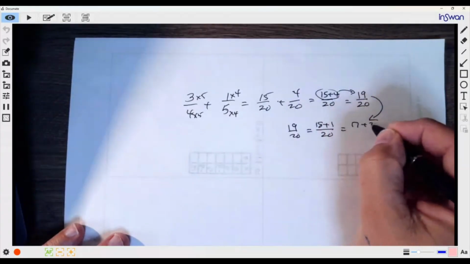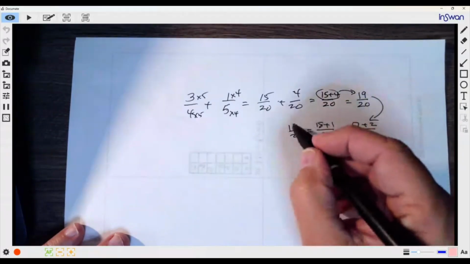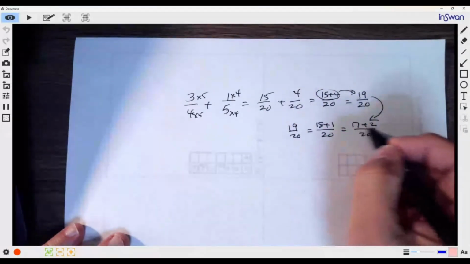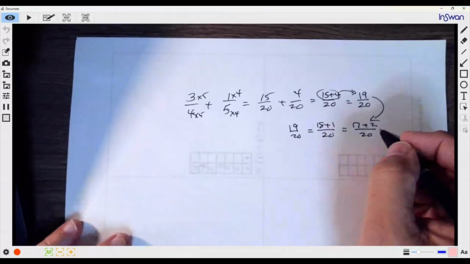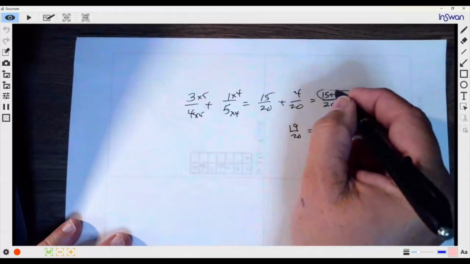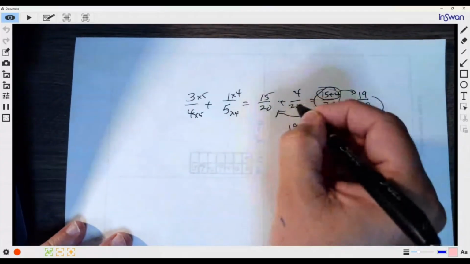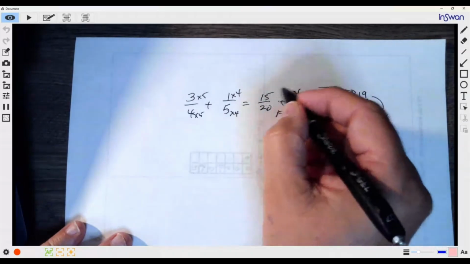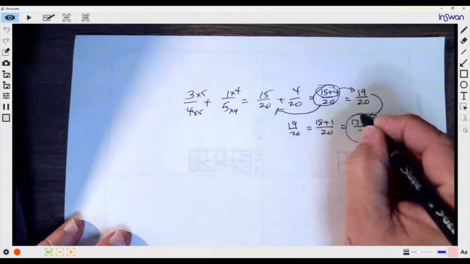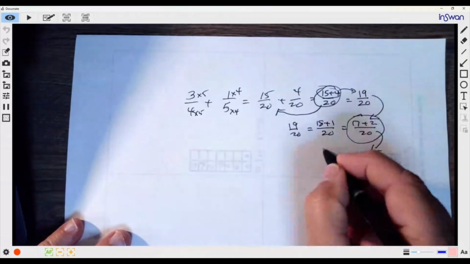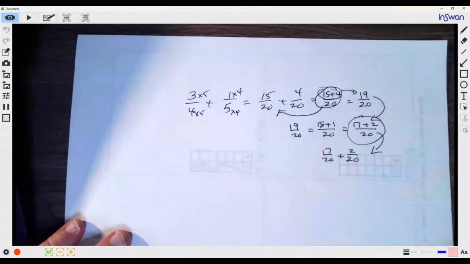Or 17 plus 2 over 20. So long as these two things are going to add up to 19, and I'm adding the two things together, and the bottom doesn't change, we're good. Well, to get to this, we had two separate fractions that had the same denominator with the numbers on top that we're adding. So this could be written as 17 over 20 plus 2 over 20.